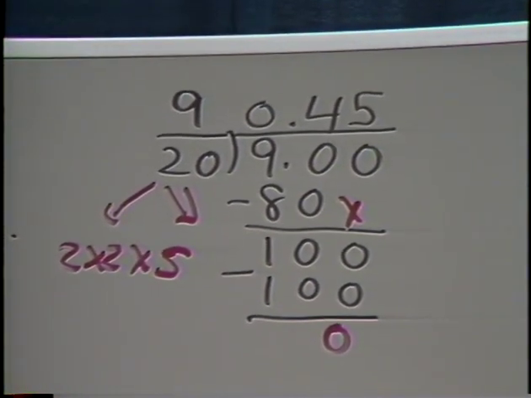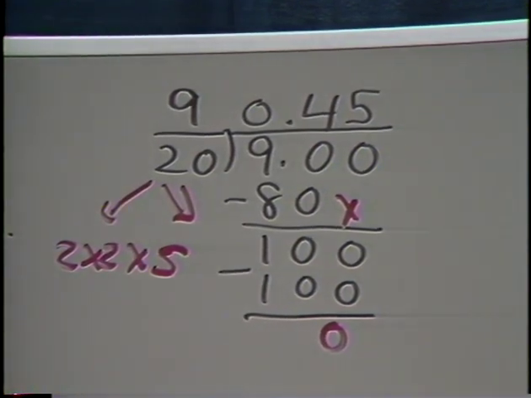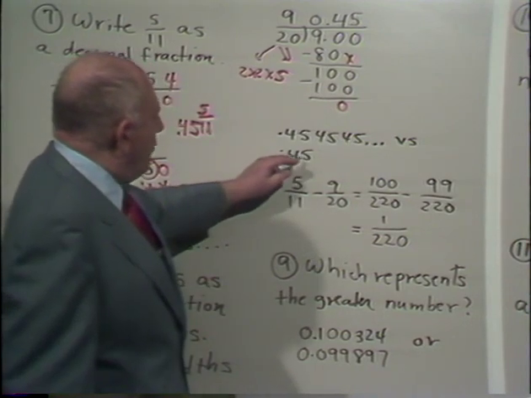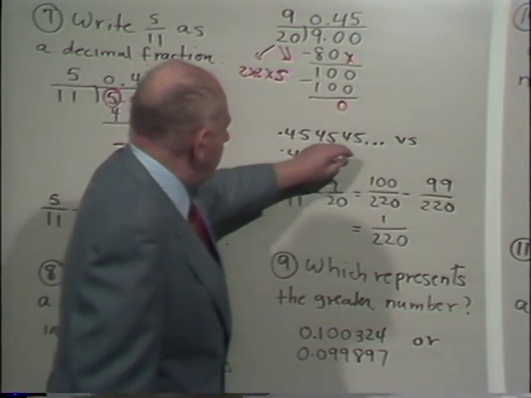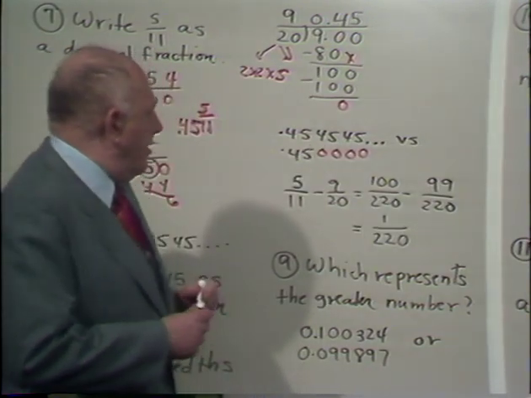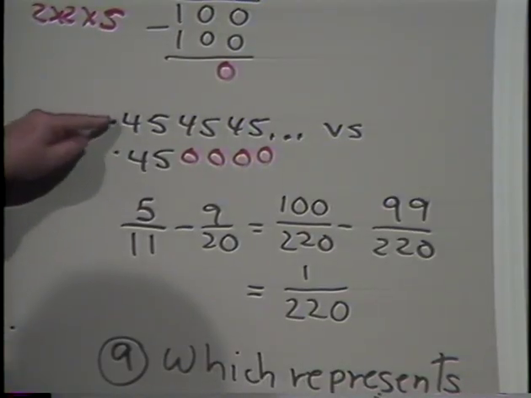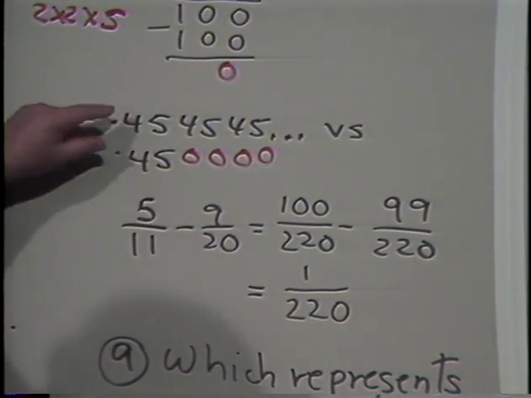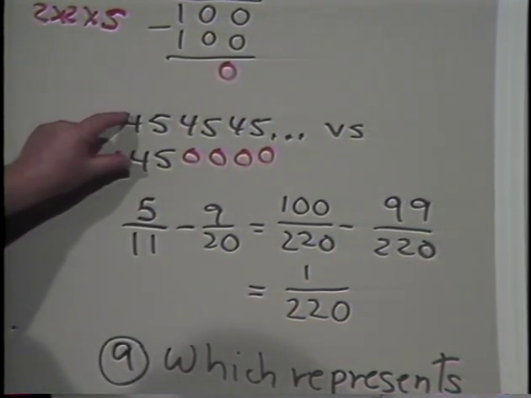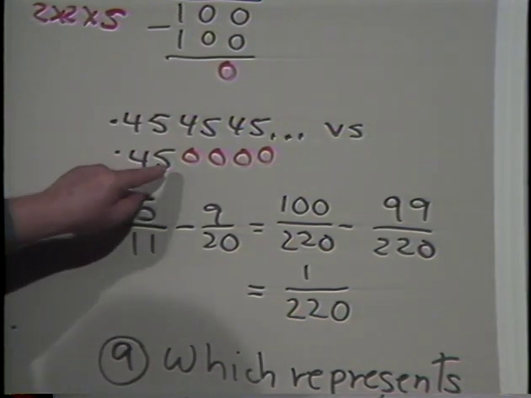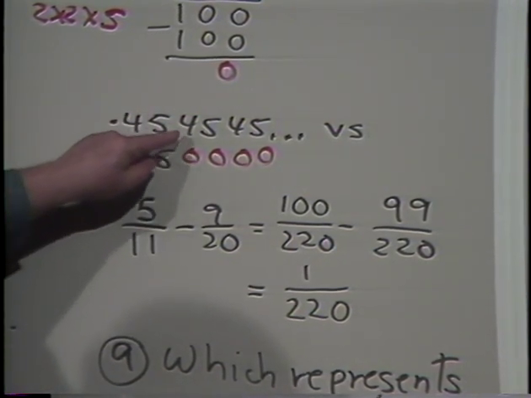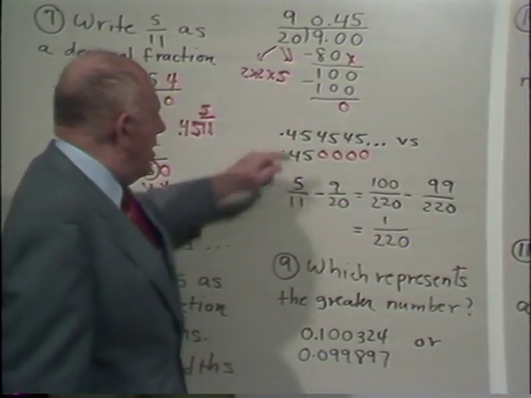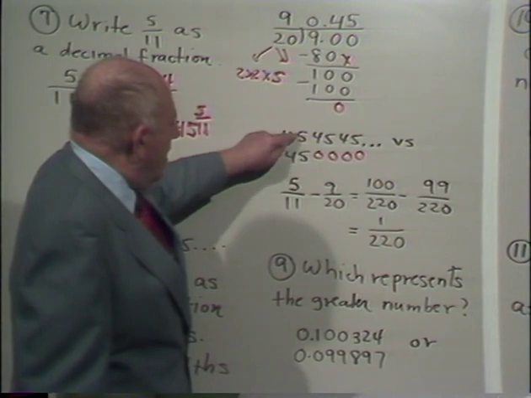But notice that 0.45 with a bar over it is 0.454545, and this is just what? 0.45. That means I can keep putting zeros here. Do you notice that as a decimal, the top number is bigger than the bottom one? You see, the way you compare the size of 2 decimals is you look at them term by term. In other words, place by place. And the first place where they're different, whichever one has the bigger digit, is the bigger decimal. In other words, there's a 4 here, a 4 here, a 5 here, a 5 here.